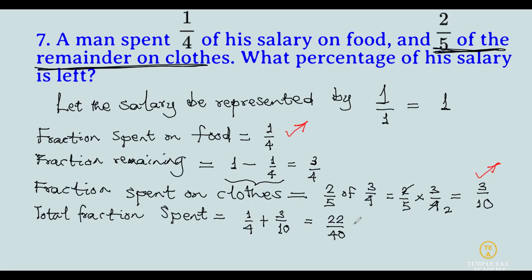As you can see, we can simplify this by dividing by 2. 2 divides into 22 gives us 11, and 2 divides into 40 gives us 20. Now, what percentage of the salary is left?